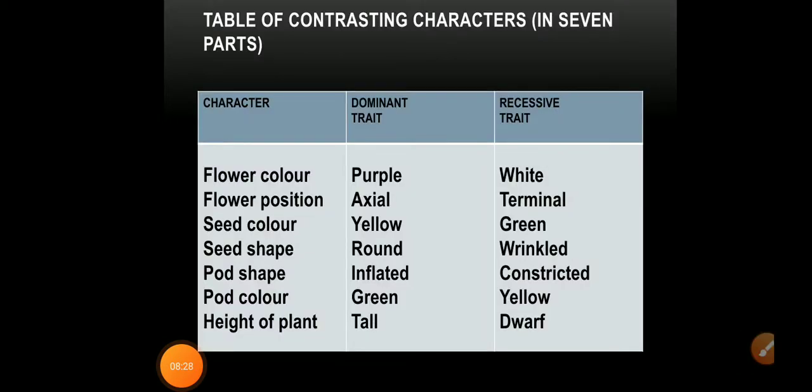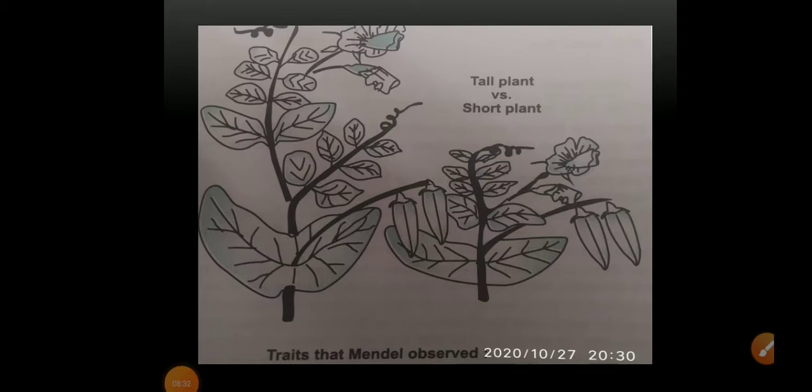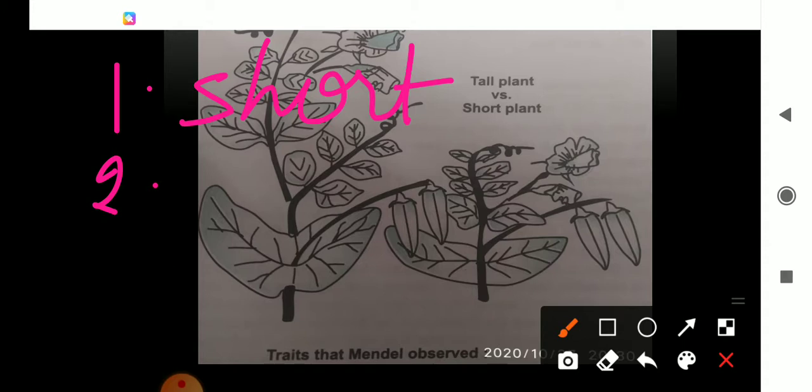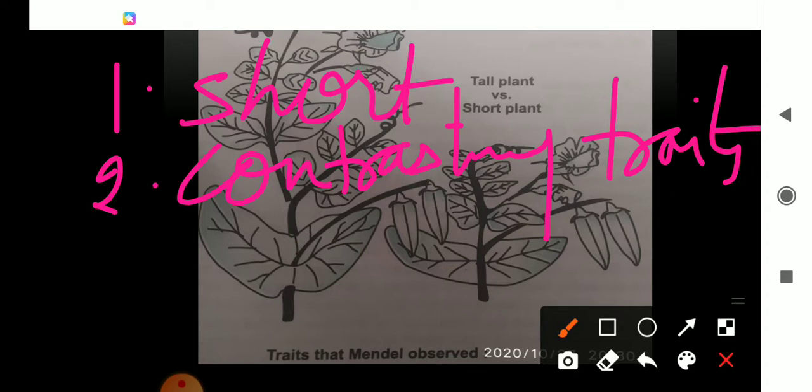Okay, now see, first we will discuss why he selected the garden pea only. There are some characters of the garden pea which were very helpful. The first one is that the garden pea plant has a short life cycle, and that makes it possible to study several generations in a short period. Second, it shows several well defined and easily detectable contrasting characters, or we can say traits. I will tell you about these traits in the next slide.